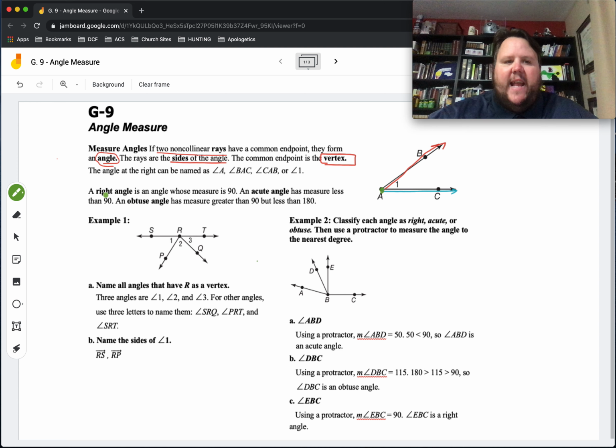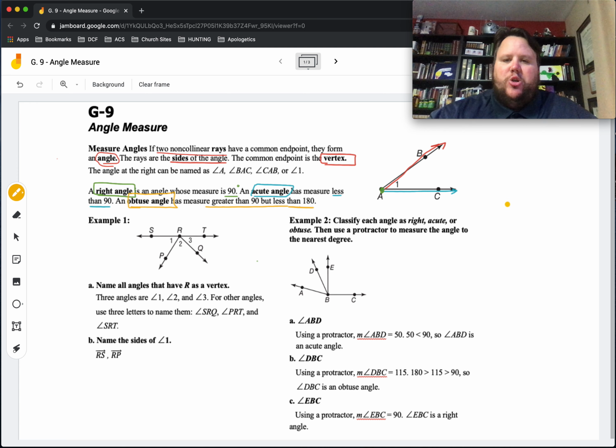All right, a right angle is an angle whose measure is 90 degrees. They didn't put degrees, but we'll put 90 degrees. And an acute angle, so a right angle is 90 degrees. An acute angle is less than 90 degrees. And an obtuse angle is greater than 90 degrees, but less than 180.